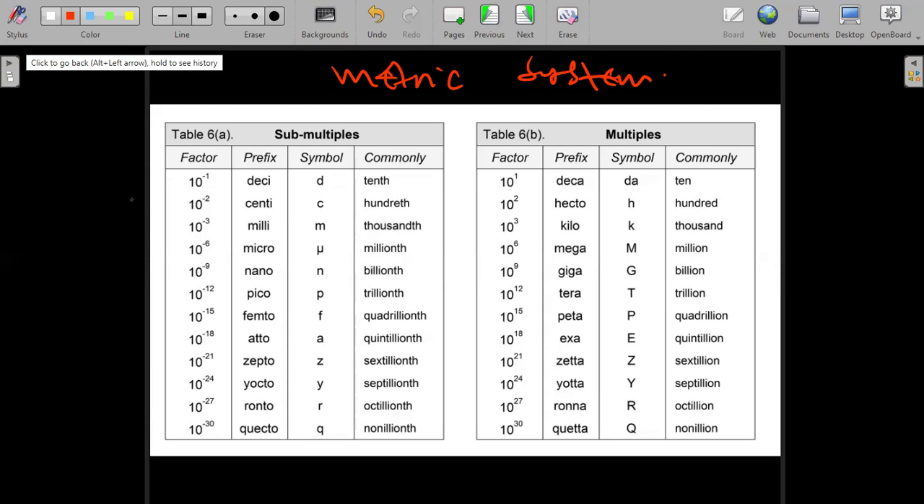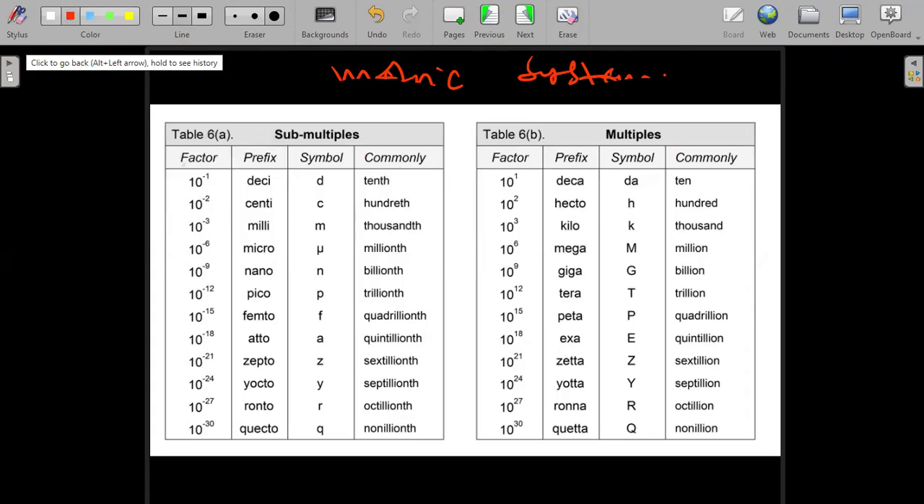Of 10. You can see in this first column here, it's written factor, and then we have 10 to the power of different numbers. All the powers here are negative. If the power on this 10 is negative, we call that a submultiple. No wonder here I have these submultiples. And if the power is positive on that 10, like in this column here, we call that a multiple of 10. So multiples and submultiples of 10, that's the metric system. This metric system consists of the factor, the prefix, and the symbol.